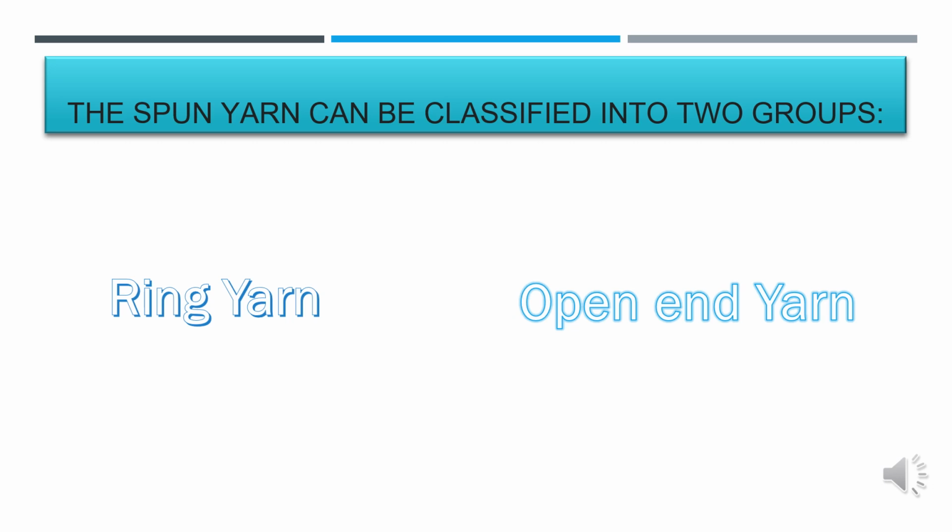Ring frame yarn. The yarn spun by the ring frame machine is called ring frame yarn. It can be further divided into the following categories. A. Carded yarn. B. Super carded yarn. C. Semi-combed yarn. D. Combed yarn. E. Super combed yarn. F. Compact yarn.